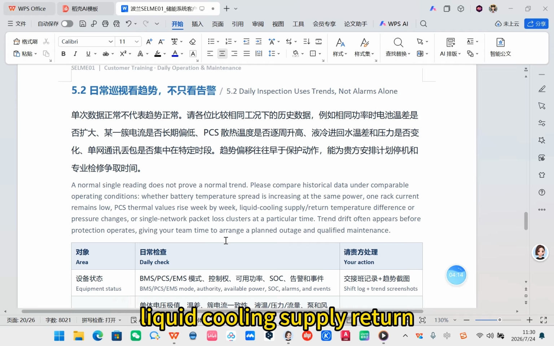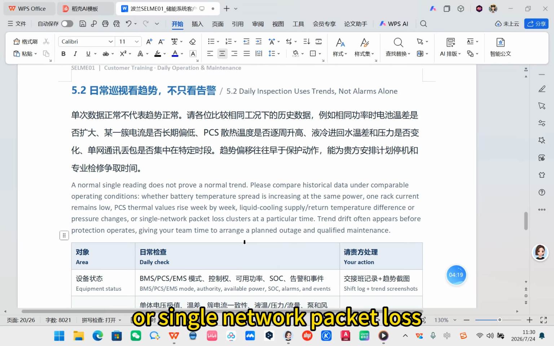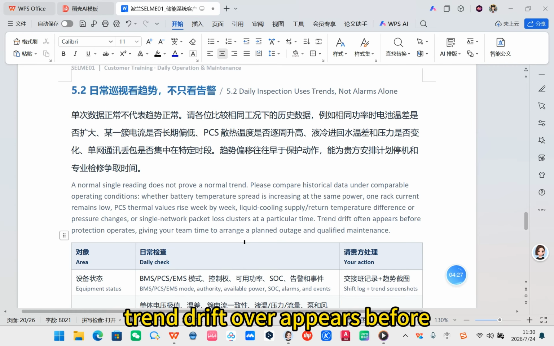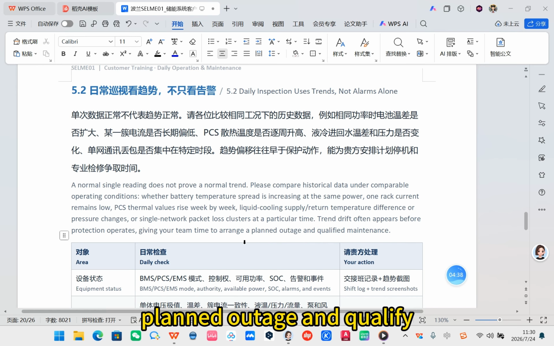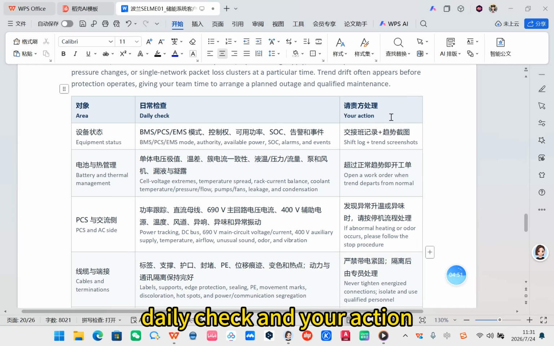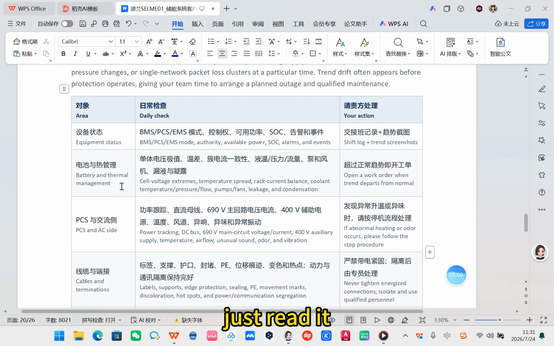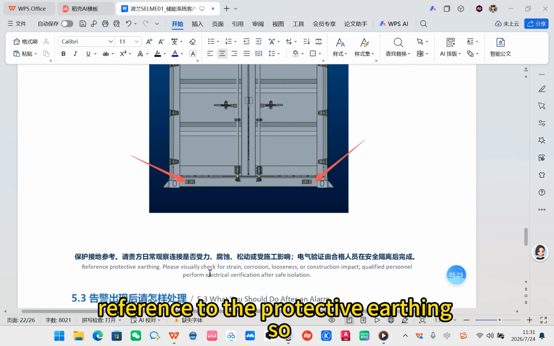Check liquid cooling supply and return temperature difference or pressure changes, and whether single network packet loss clusters at a particular time. Trend drift appears before an alarm operates. This gives your team time to arrange a planned outage and qualified personnel. The table shows area, daily check, and your action. Just read it. That's the reference for the PCS cabinet and the protective earthing.